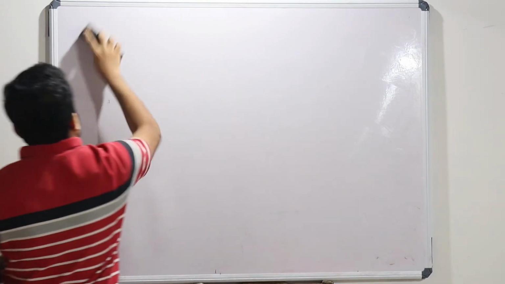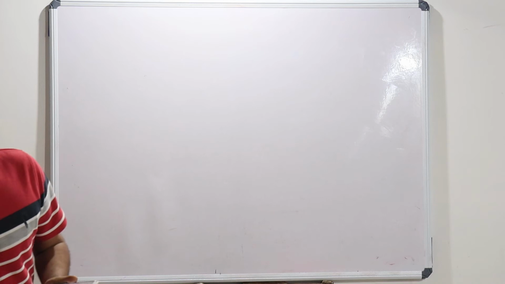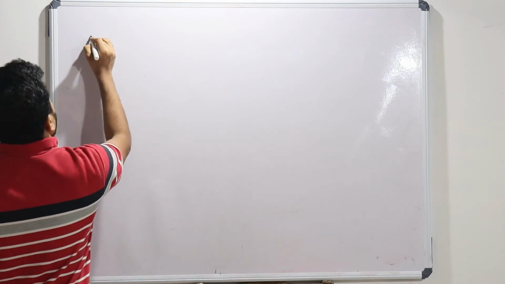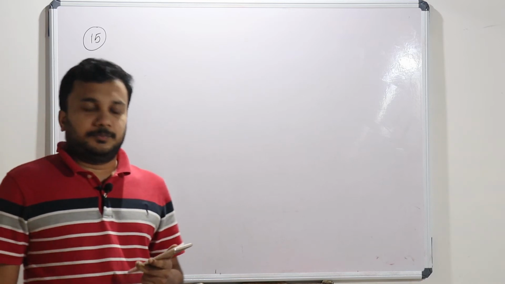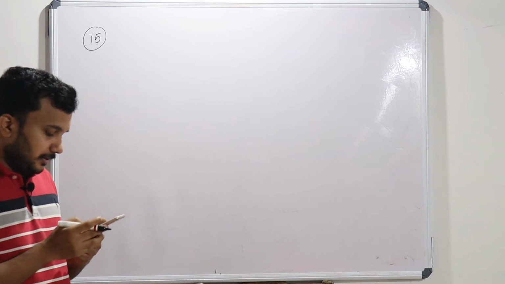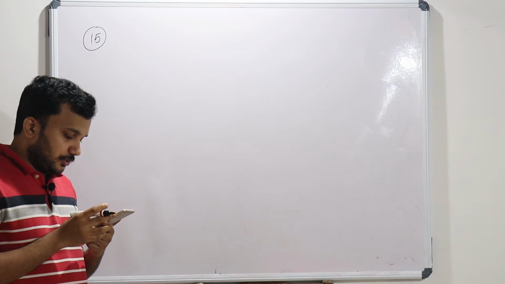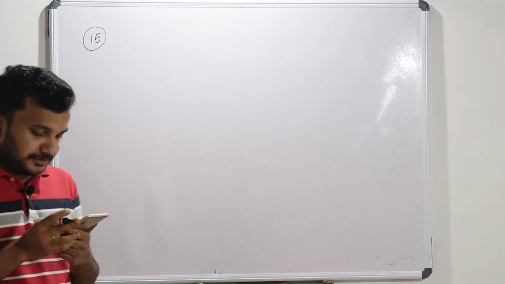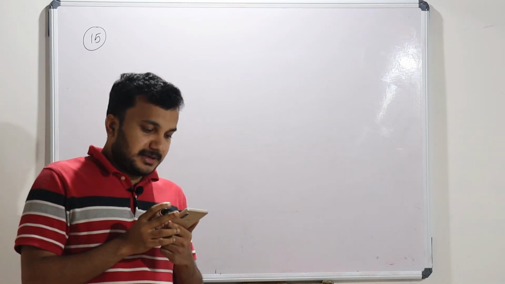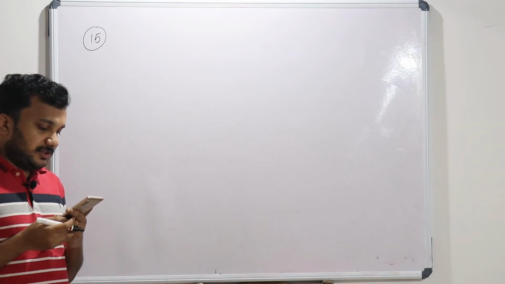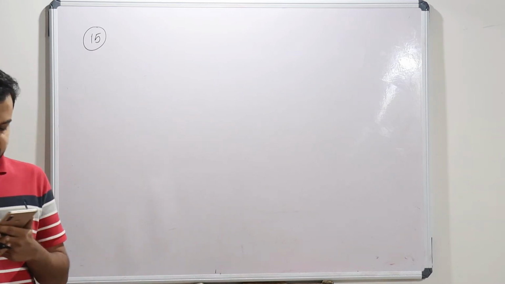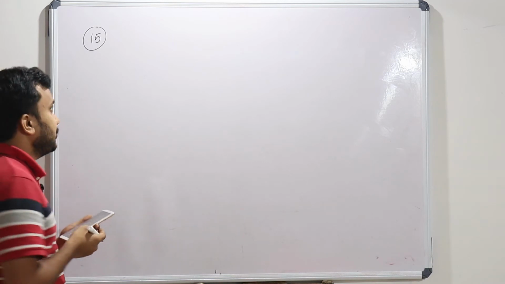Question number 15. Density of a cube is measured by measuring the mass and length of its side. If the maximum errors in the measurement of mass is 4% and length is 3%, what is the maximum error in the measurement of density? Okay, fine.